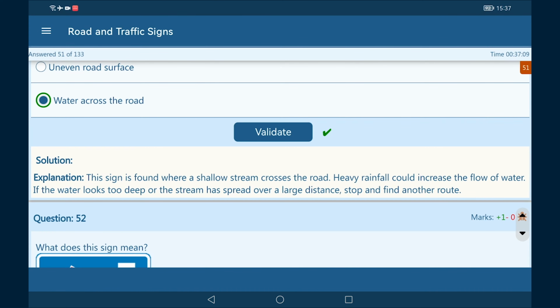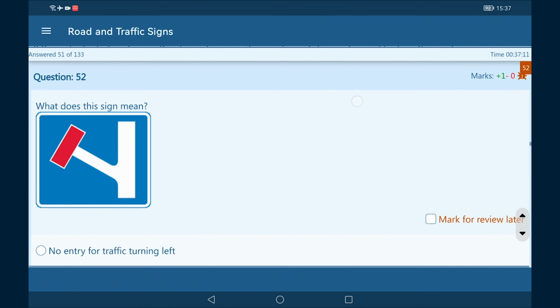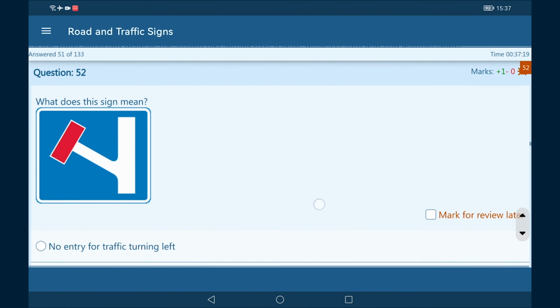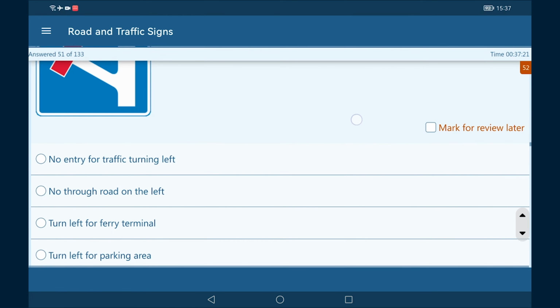Question 52. What does this sign mean? Option 1, no entry for traffic turning left. Option 2, no through road on the left. Option 3, turn left for ferry terminal. Option 4, turn left for parking area. The correct answer is Option 2, that is, no through road on the left.